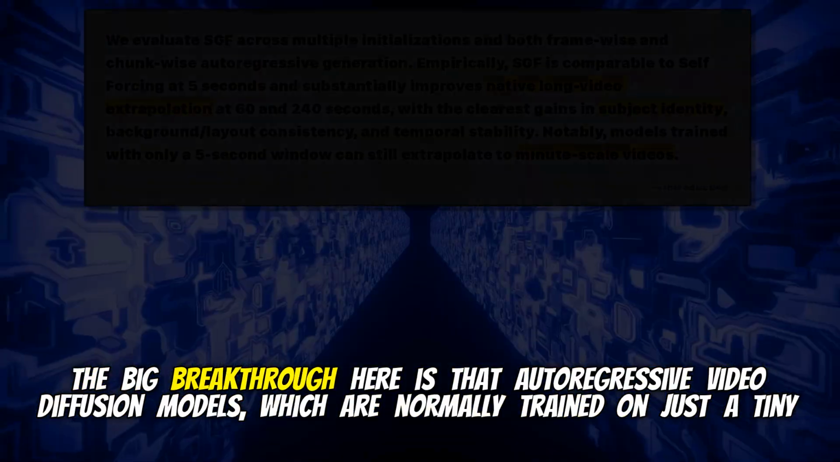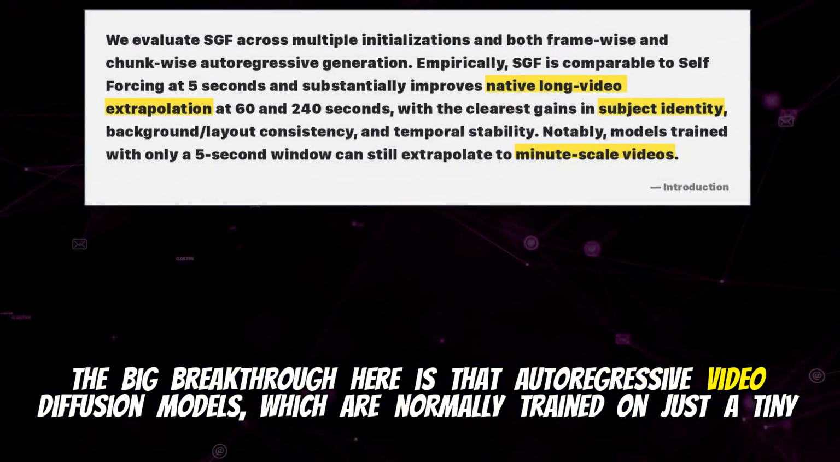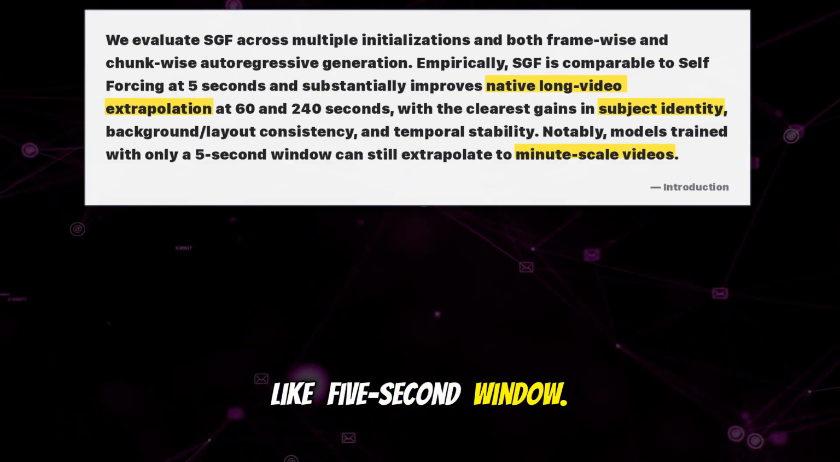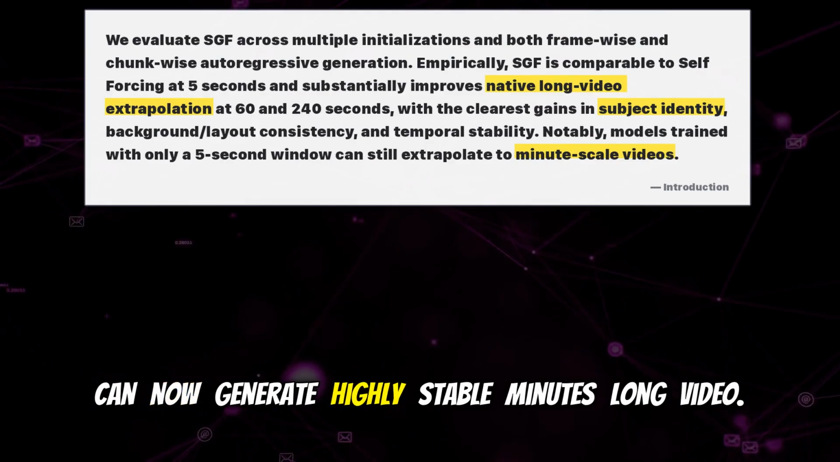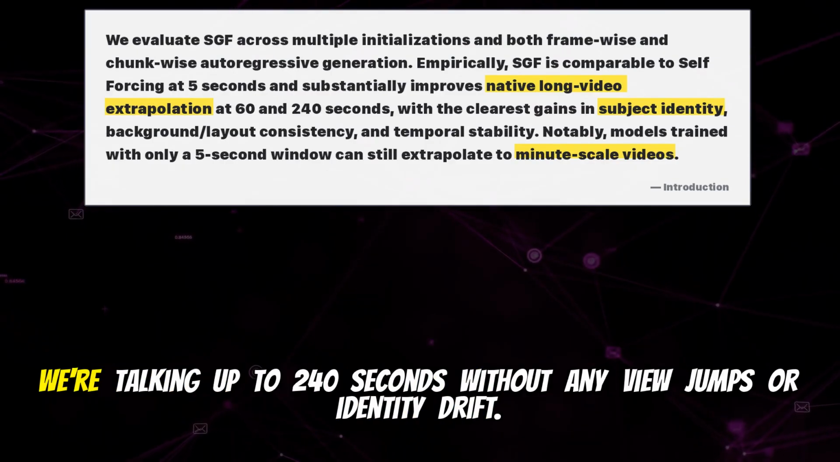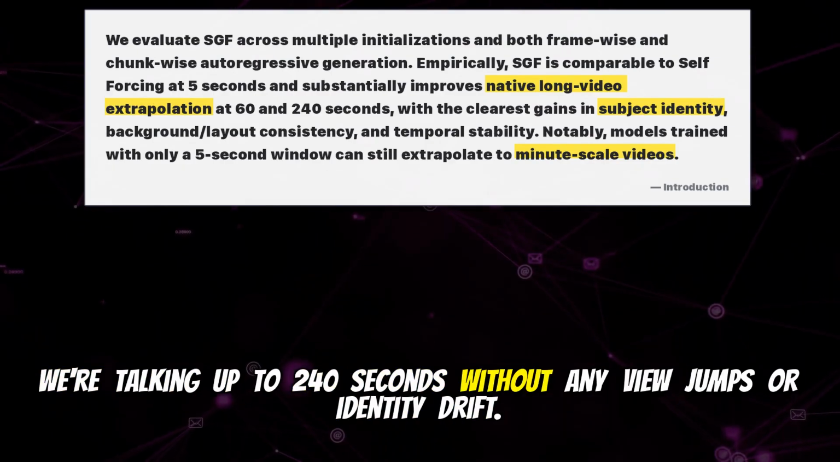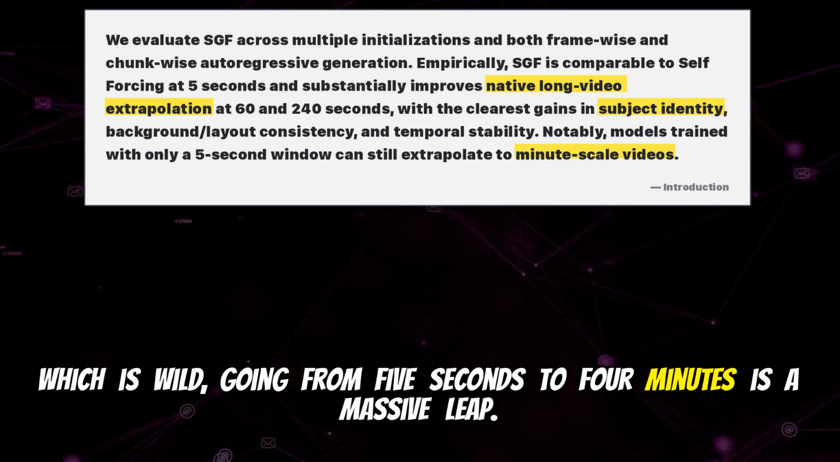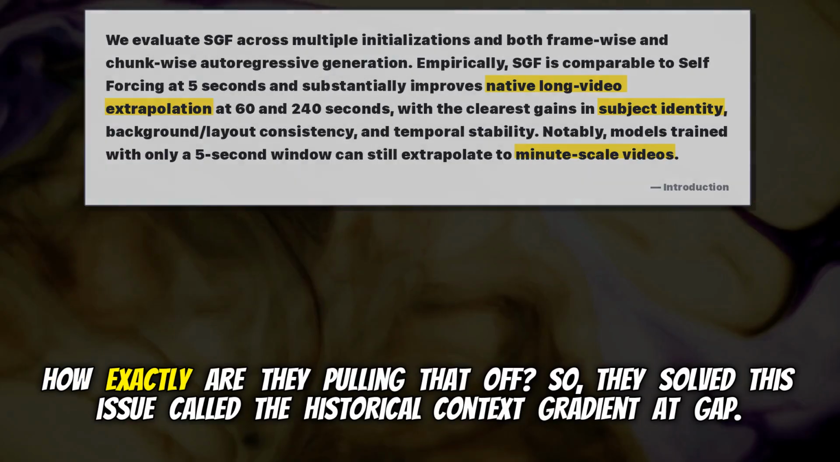The big breakthrough here is that autoregressive video diffusion models, which are normally trained on just a tiny 5-second window, can now generate highly stable minutes-long video. We're talking up to 240 seconds without any view jumps or identity drift. Which is wild. Going from 5 seconds to 4 minutes is a massive leap. How exactly are they pulling that off?